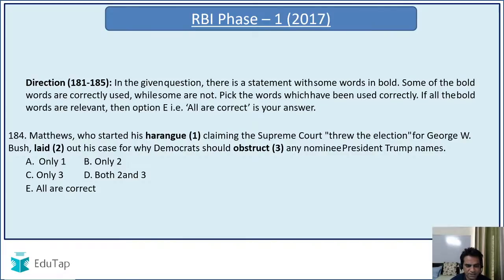Matthews, who started his harangue claiming the Supreme Court threw the election for George W. Bush, laid out his case for why Democrats should obstruct any nominee President Trump names.